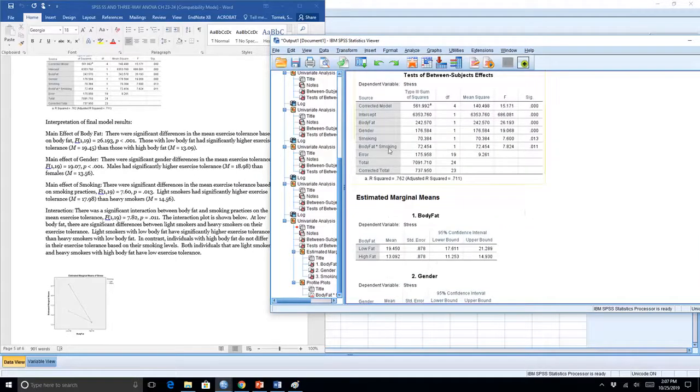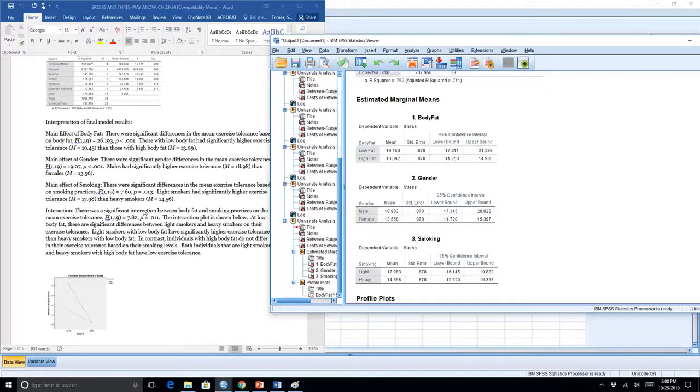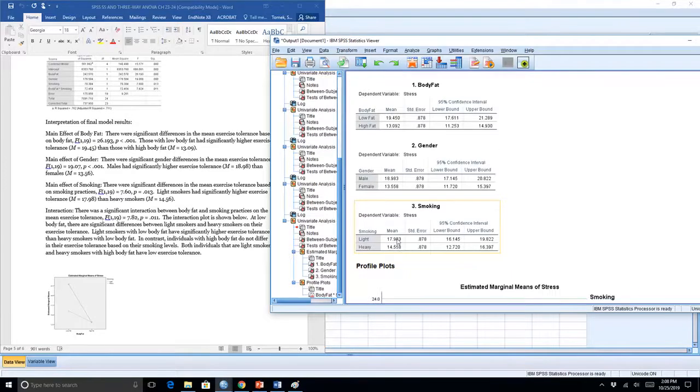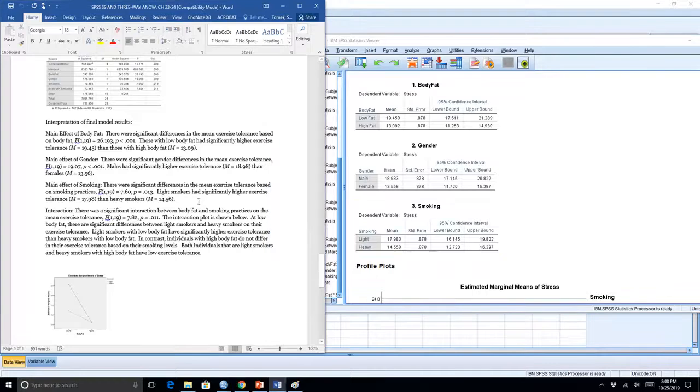Then if we go to the smoking, so overall, males had higher exercise tolerance, is the way I wrote it. Smoking, F of 1 and 19 is equal to 7.600. P is equal to 0.013. So if we look at the smoking means here, there are significant mean differences. The light smokers had significantly higher levels of exercise tolerance than heavy smokers.